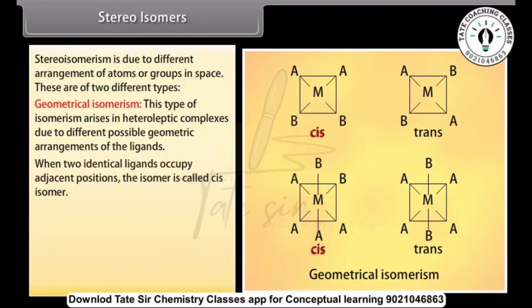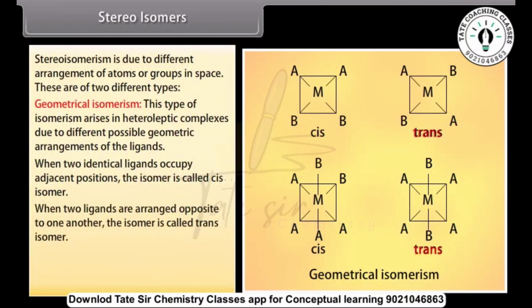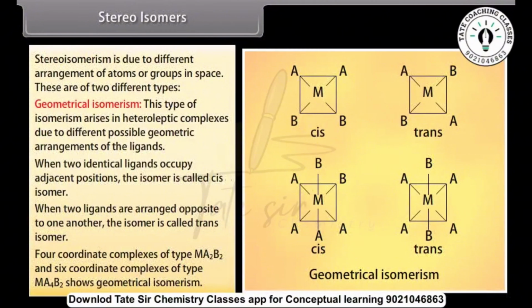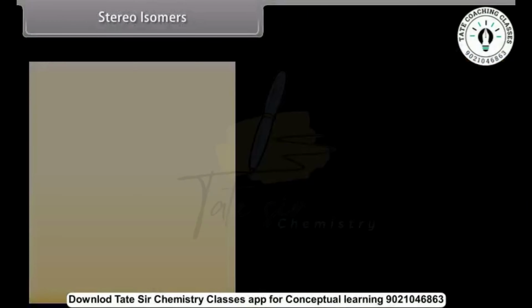When two identical ligands occupy adjacent positions, the isomer is called cis isomer. When two ligands are arranged opposite to one another, the isomer is called trans isomer. Four coordinate complexes of type Ma2B2 and 6 coordinate complexes of type Ma4B2 show geometrical isomerism.